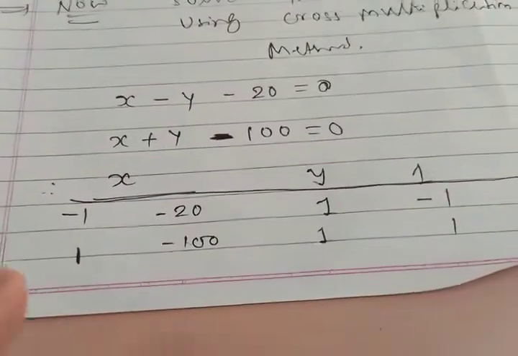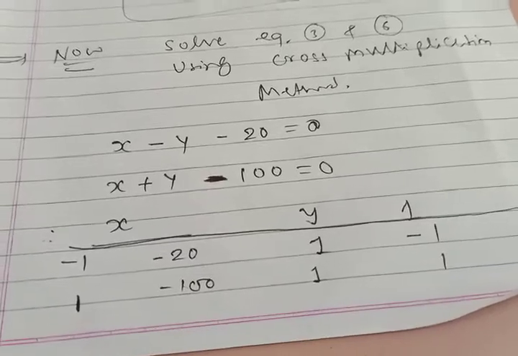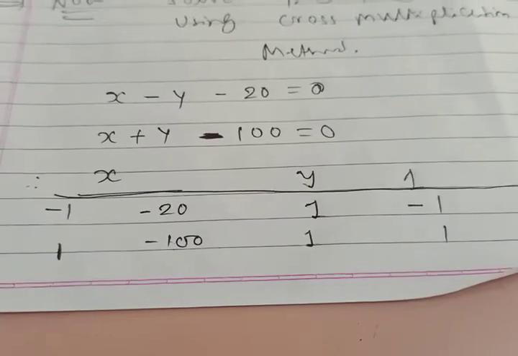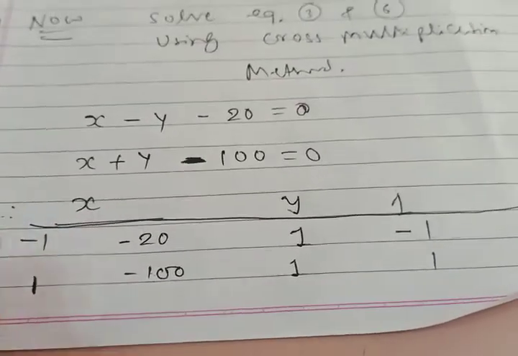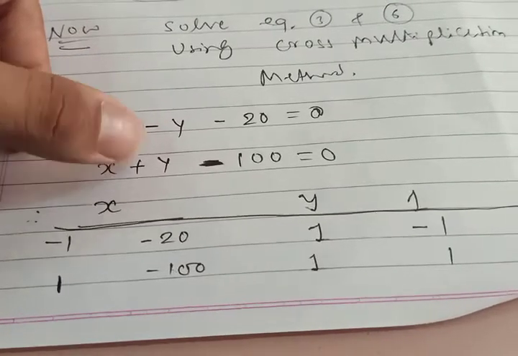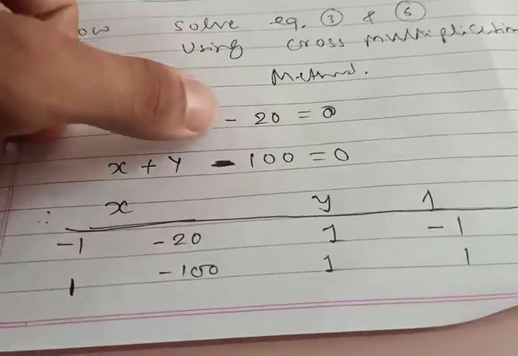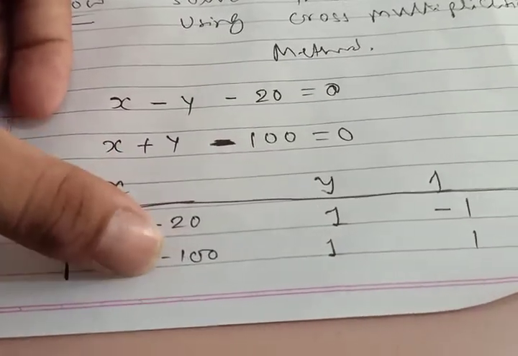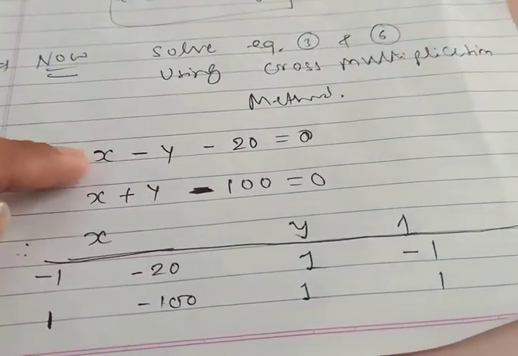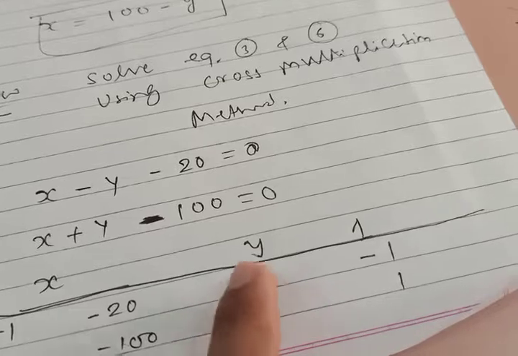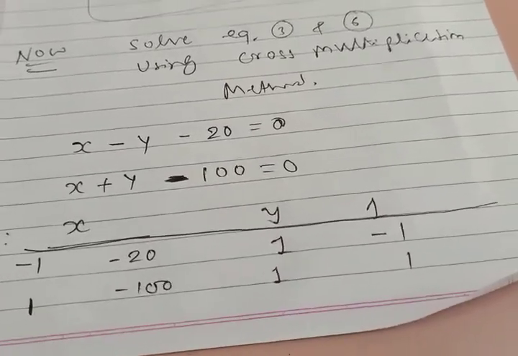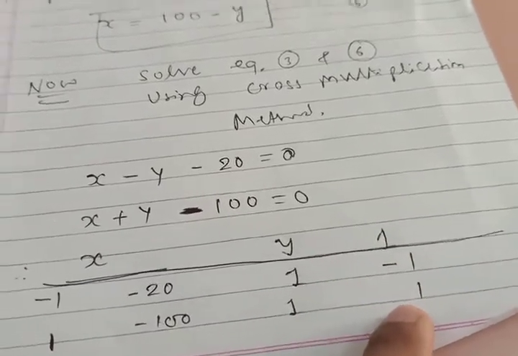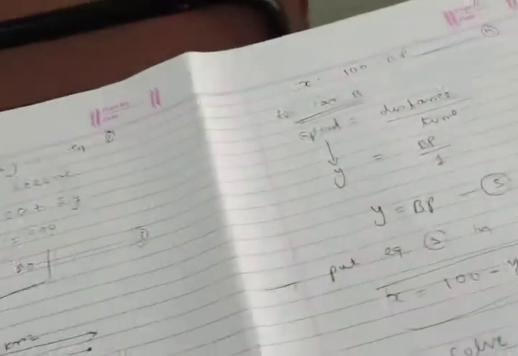Now see students, put here x, y and 1. I already taught you that the coefficient of y is put below x, that is minus 1 and 1. Put here minus 1 and 1. Now the constant coefficients, that is minus 20 and minus 100. Minus 20 put here, minus 100 put here. Now the variable x coefficients, that is 1 and 1, and again the variable y's coefficients, that is minus 1 and 1. Now solve this equation.